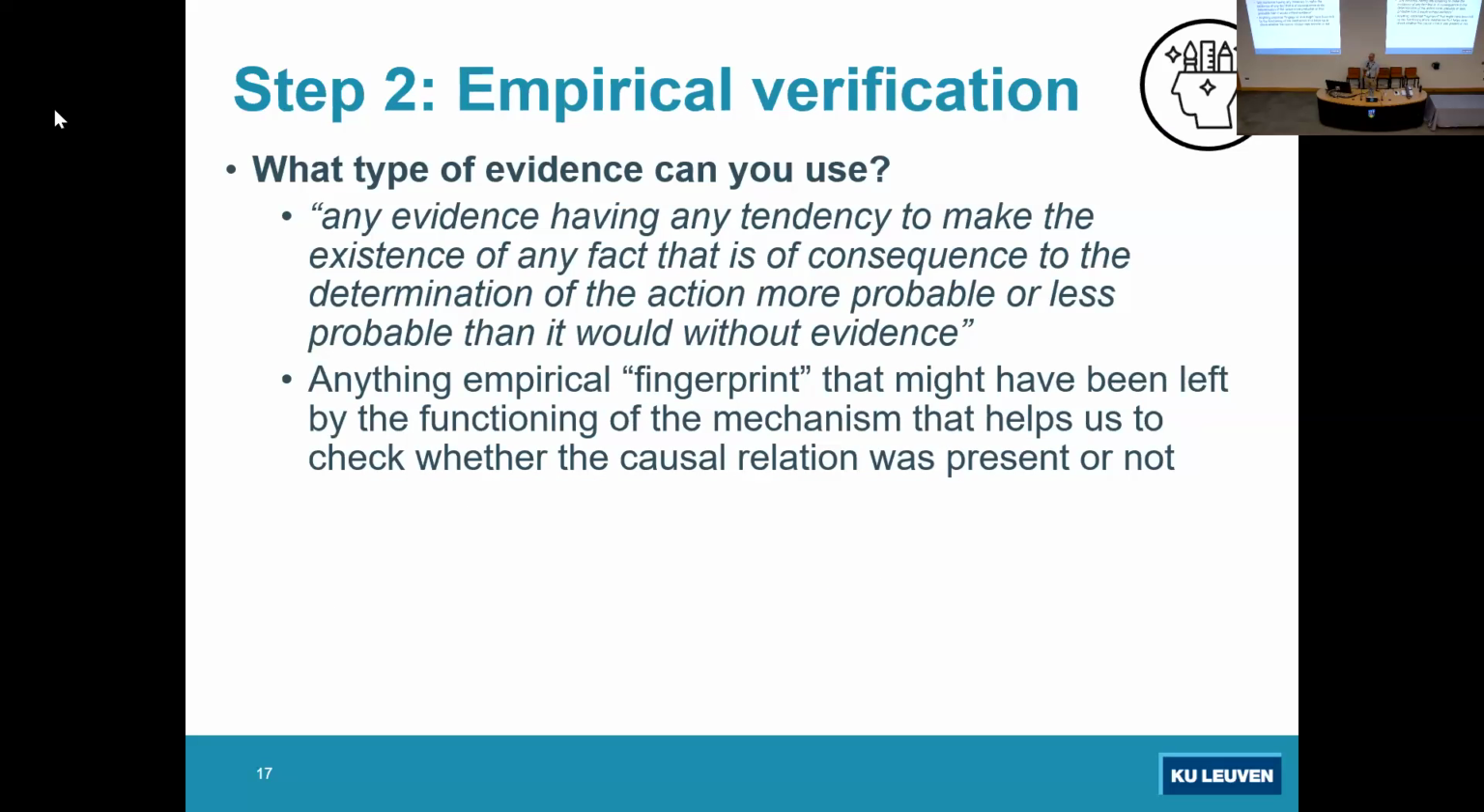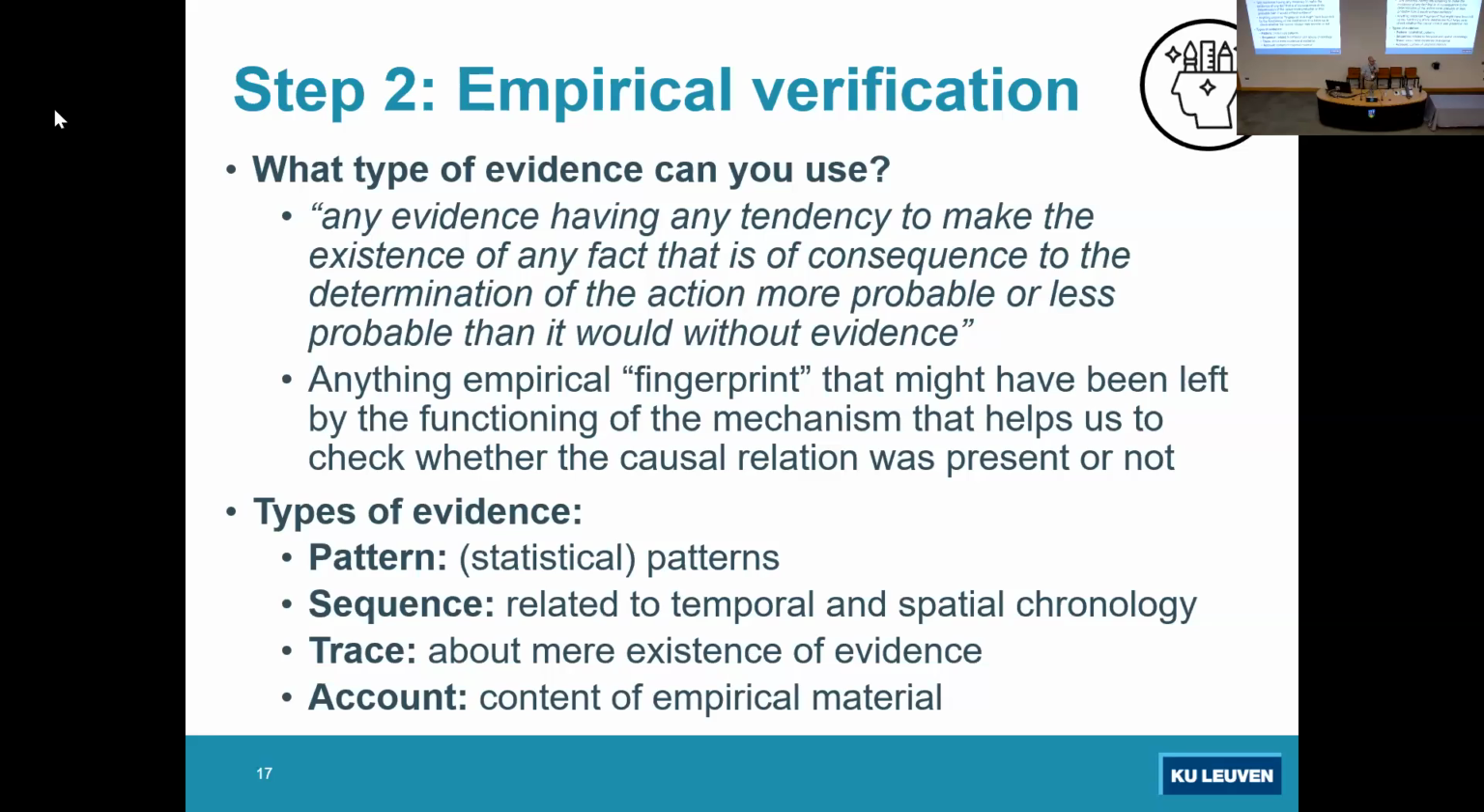What kind of evidence can you use? Here you need to be very creative. It can be basically anything that helps you strengthen or weaken your confidence in a particular causal claim, and you can use that in your process tracing analysis. Any empirical fingerprint, that is what it is often called in the process tracing literature.